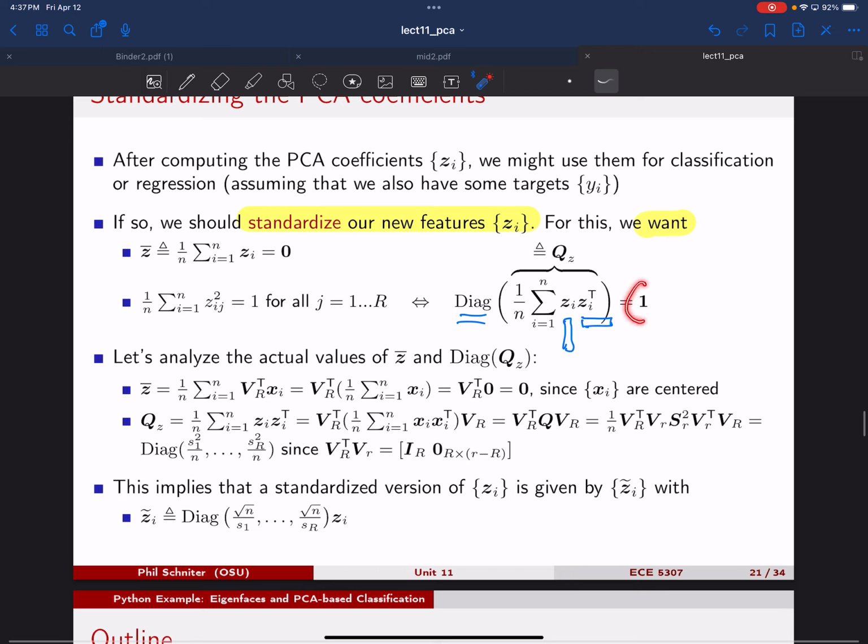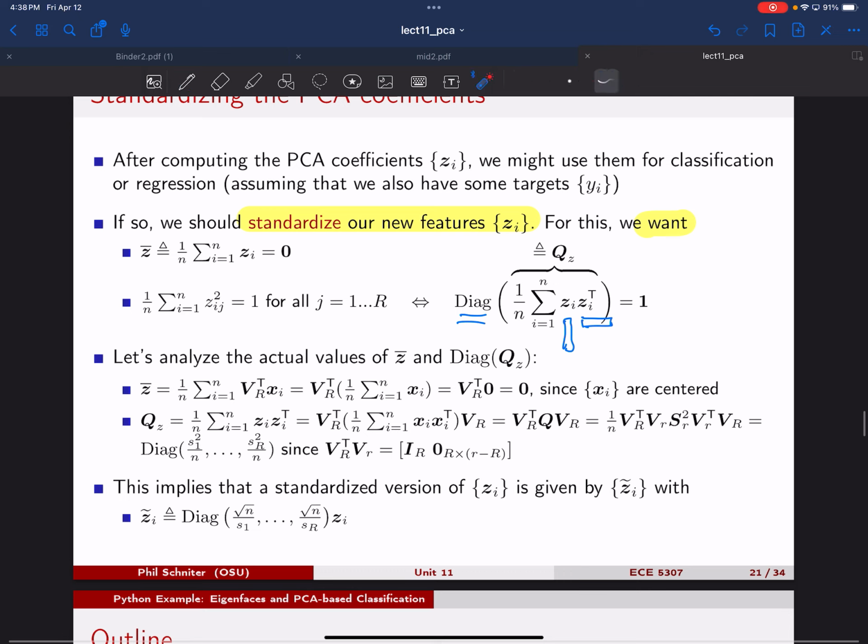We want these diagonal elements to all equal 1. So there's something very easy we can do. We can take the square root of them. Well, let's see. Sorry. Okay, let me try to explain this better.